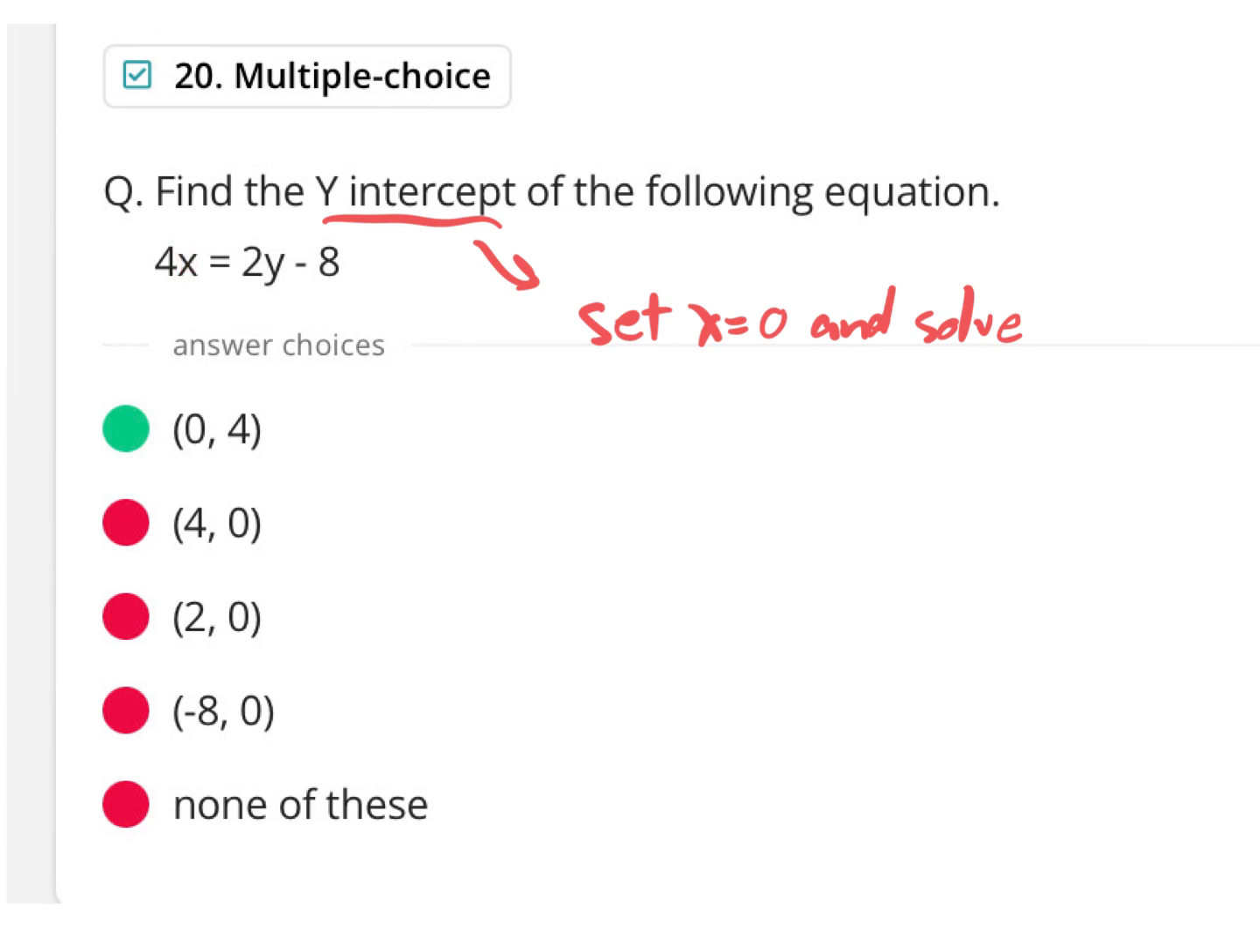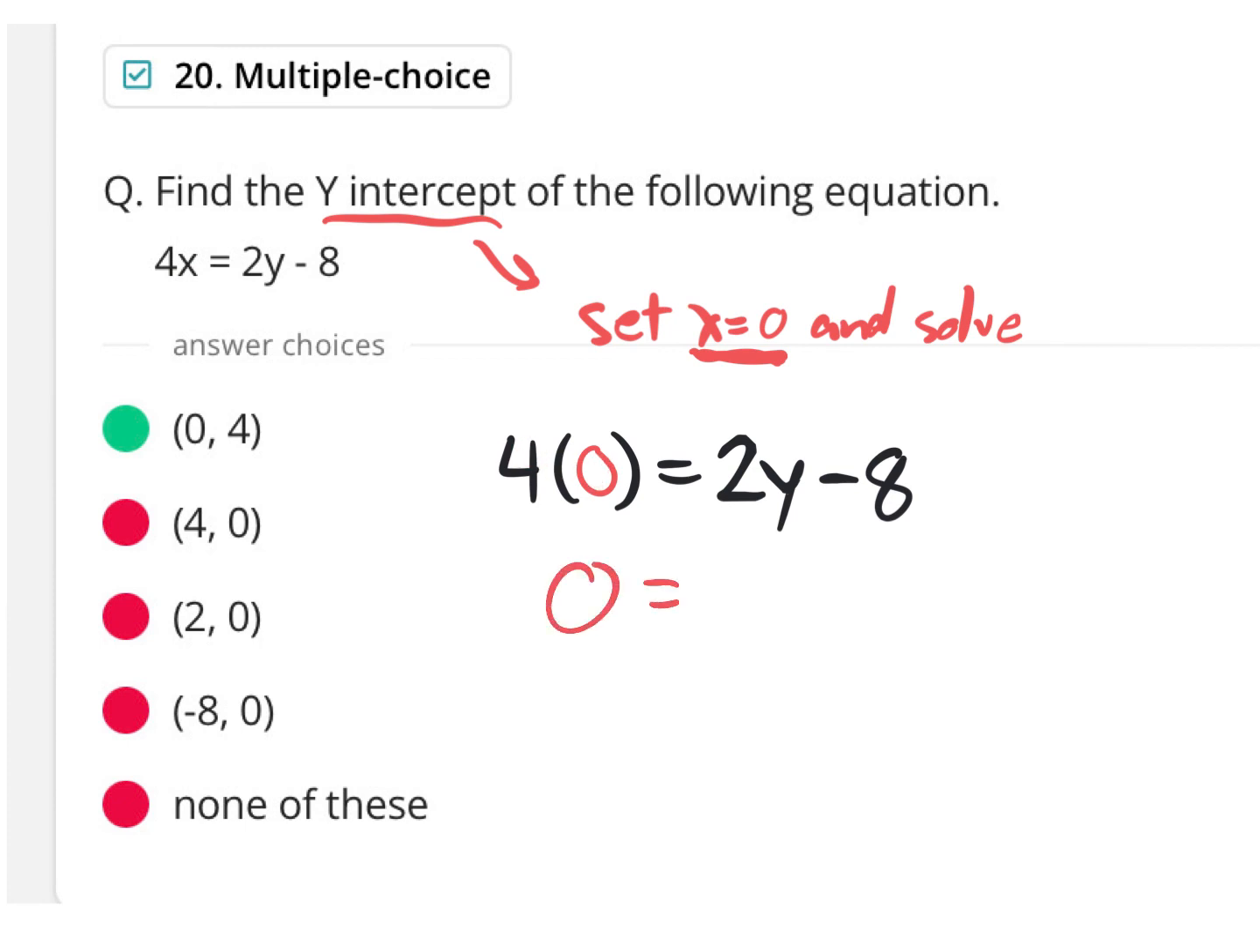So let's actually write it out. 4 times x, but we said we're plugging in a 0. We're plugging in a 0 for x. It says equals 2y minus 8. Okay, so again, 4x equals 2y minus 8. And we are setting x equal to 0, so there's the x. I put a 0 right there. That is 4 times 0. So what I have here is 0 equals 2y minus 8.